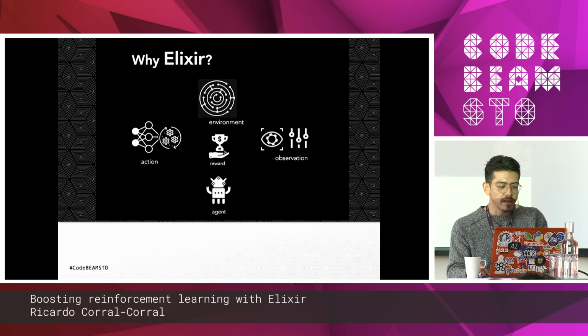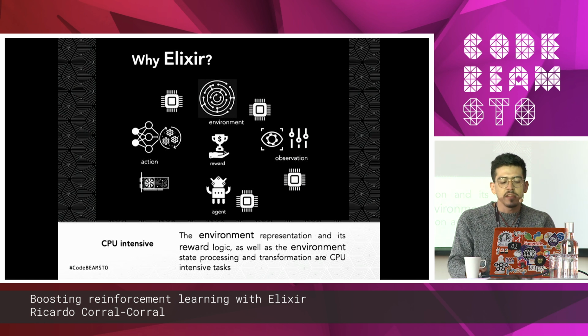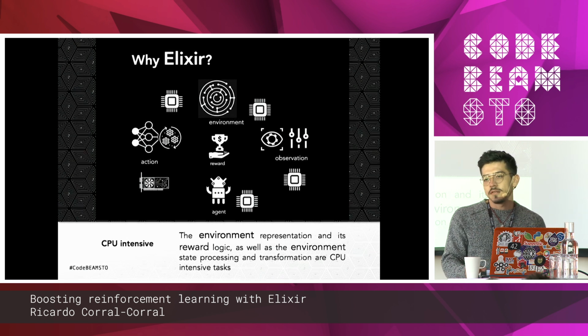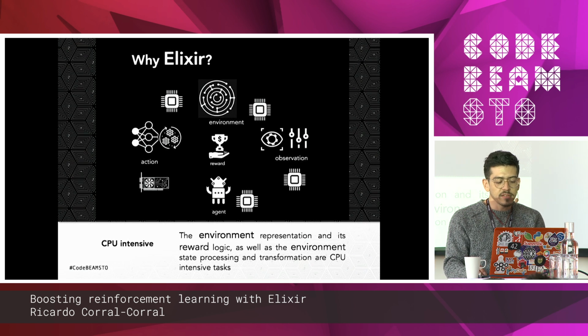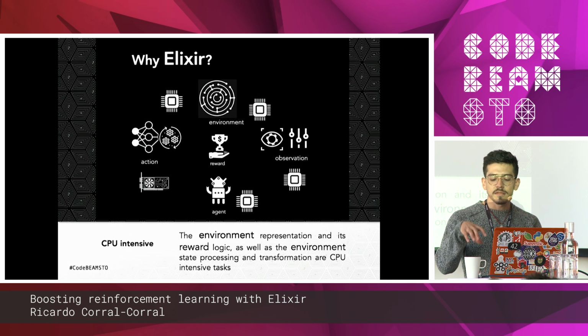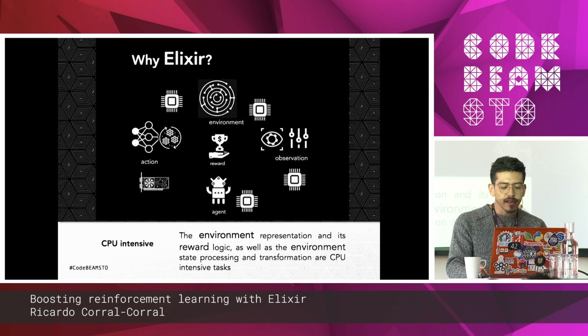So why Elixir then? There are many reasons. Even if we use deep neural networks for the learning step, all the rest of the setup is very CPU intensive. The rules of the environment are particular to the environment. The logic of the reward is also unique. So the entire setup is more CPU intensive than GPU intensive. Having the ability to use multiple cores is really important for this.